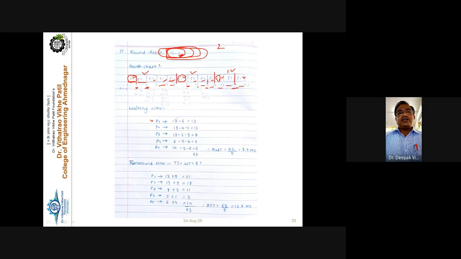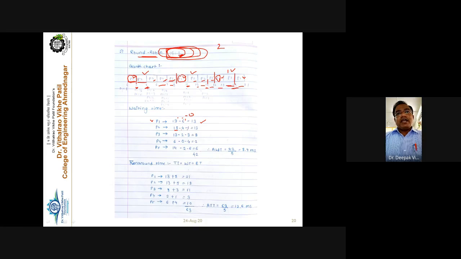Then you have to do 19 minus 6 minus arrival time, which is 0. Minus 0, that is equal to 13, the waiting time for process P1 under the round robin policy, right? For P2, now P2 is completely executed between the 18 to 19 slots.